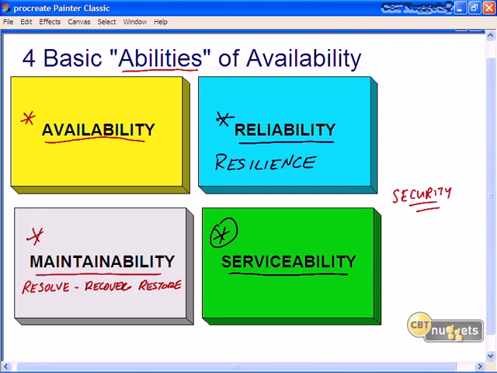And this is that basic contractual obligation that service providers have to customers and users. These are the contracts, the service level agreements, the service level targets.